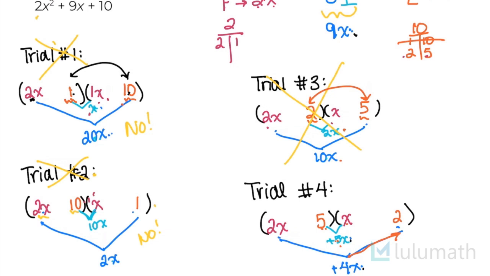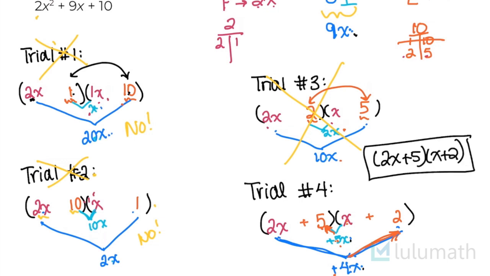Well, if I want this 2x squared right here to be positive, then I want this 2x and this x to be positive as well, which means that this 5 also has to be positive, because a positive times a positive has to give us that positive that we're looking for. Similarly, this 4x comes from multiplying the 2x with the 2, and since we want the 2x times the 2 to be positive, this 2 has to be positive right here, making 2x plus 5 times x plus 2 our final answer.